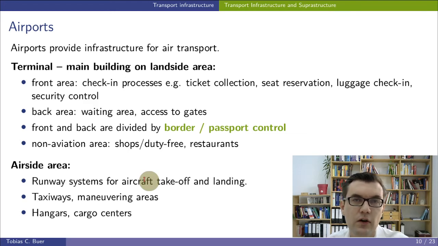One example of a transshipment facility is the airport. The airport is the main infrastructure to enable air transportation. And within an airport, we distinguish between the landside area, this is one or more terminals, the main buildings, and on the other hand, the airside area outside the terminal.